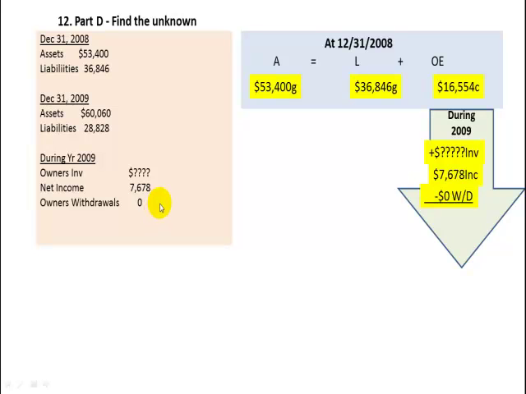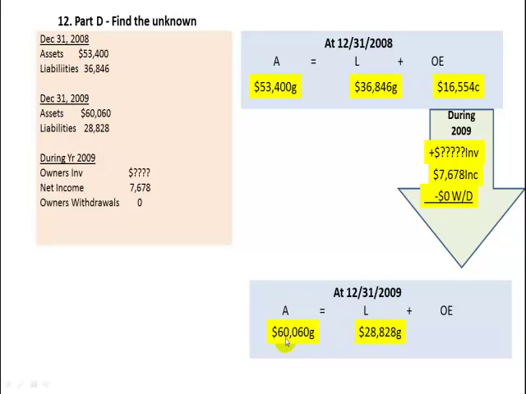And again, we don't have enough information to figure out what the ending owner's equity is, but we can plug in some things that we know about the ending accounting equation. For example, we know that assets are $60,060, so we plug them in at the end there. We know that liabilities are 28,828, and we now know that the difference between the assets and the liabilities at the end of the year is going to be the owner's equity at the end of the year, which would be, in this case, 31,232. So we're trying to get from the beginning owner's equity to the ending owner's equity and figure out how much the owner invested.